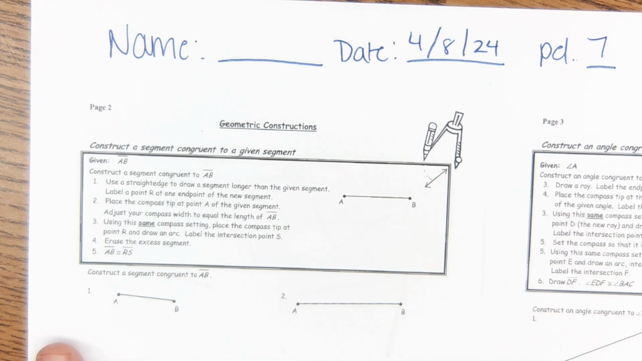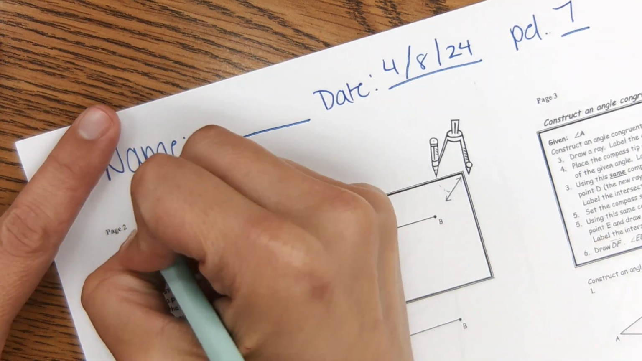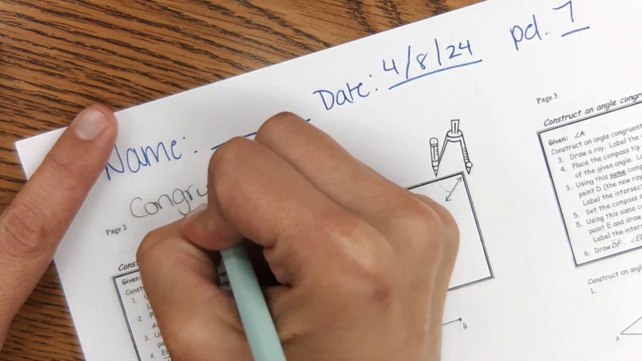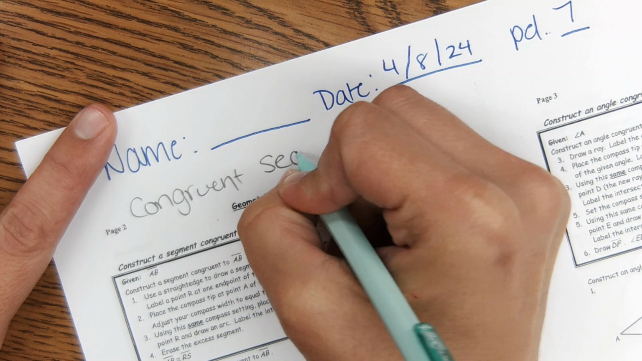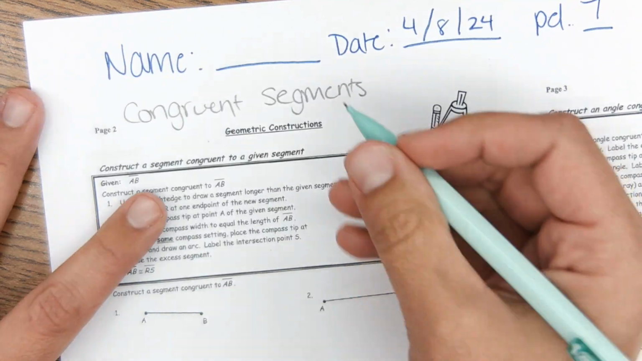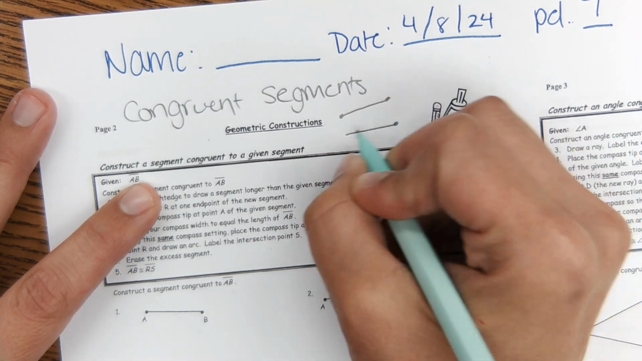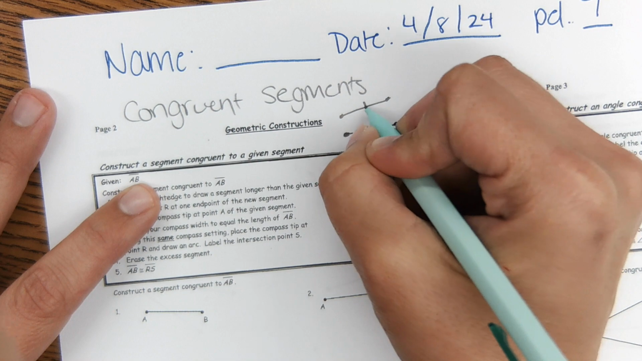So the first construction is going to be congruent segments. So you might want to label it congruent segments. Congruent means the same shape and size. For congruent segments, that would be two segments that have the same length. So like they would be the exact same length.